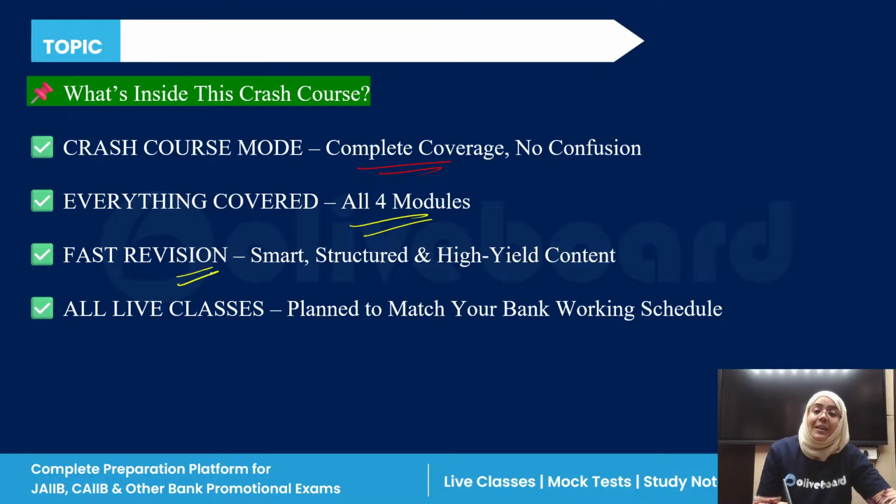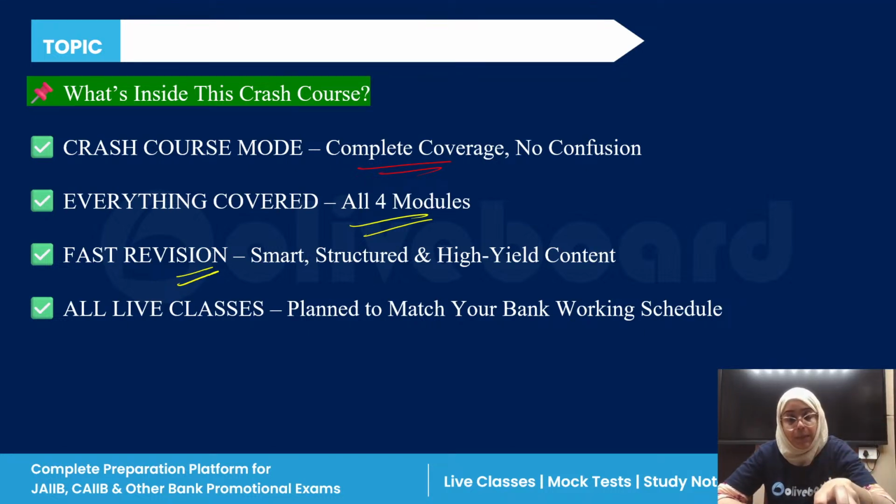So it is fast revision in a very smart, structured way, plus all the live classes will be given to you at scheduled timings. No class will be during your bank's working hours. Either an early morning class or a late evening class will be there, so that you will not find any difficulty attending any session in this crash course.